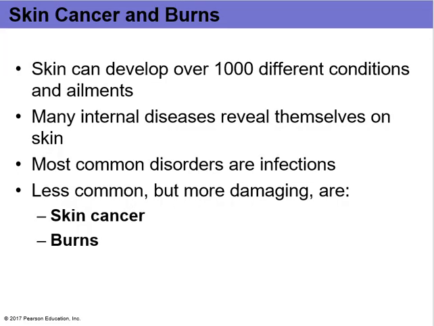Our next focus is going to be on skin cancer and burns. And the skin can develop over 1,000 different conditions and ailments. There's internal diseases that reveal themselves on the skin, there's infections, there's common disorders that cause changes in color to the skin, but less common but much more damaging are the conditions of skin cancer and burns. We're going to start by looking at skin cancer.